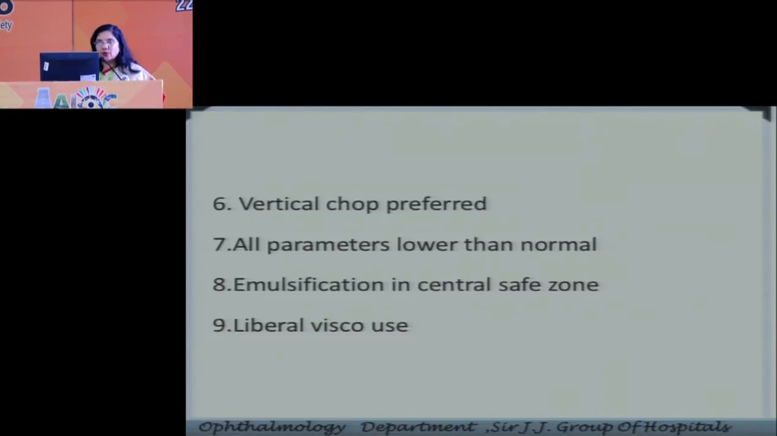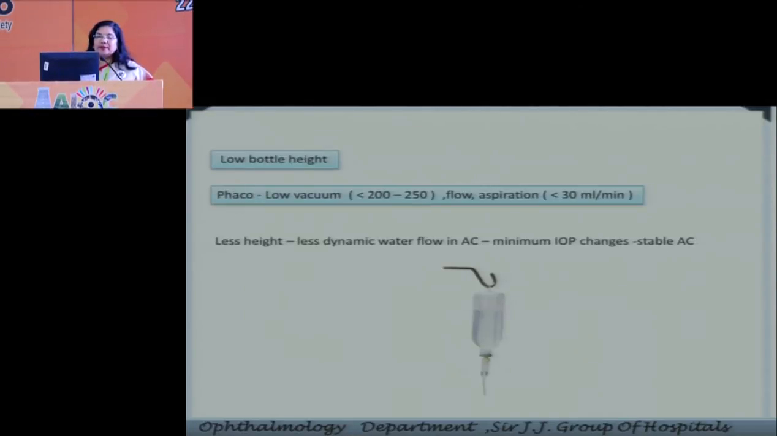You try to do a slow phaco because you might end up chewing up the iris or the pupil itself. Emulsification in a safe central zone is especially important in case of a small pupil because if you try to put your phaco tip inside or under the pupil, you do not know what you are doing and you will definitely end up with complications. And always a liberal visco use, I believe.